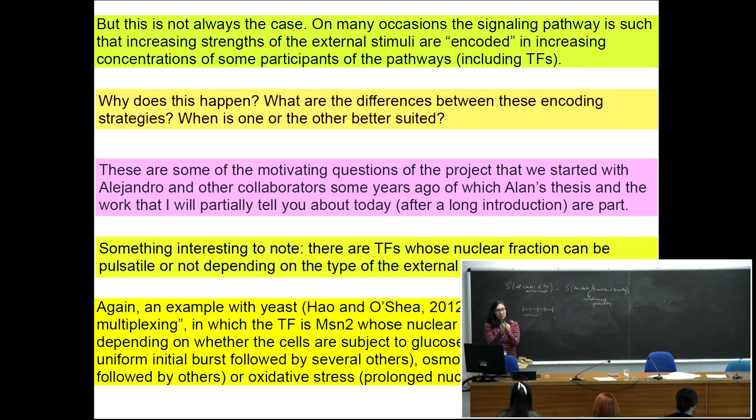of gene expression, that depending on the external effector, which is the stress that you put on the cell, the transcription factor dynamics is different, and the response it generates is going to be different because the cell responds differently to the different stresses. So you use one transcription factor to modulate different genes depending on its dynamics.